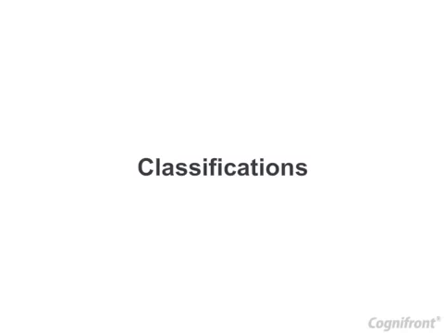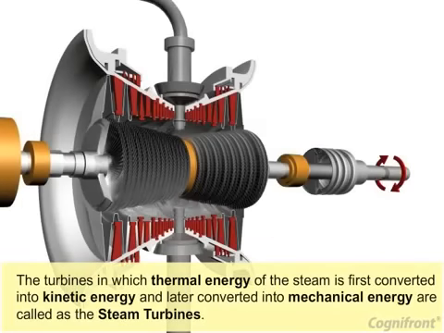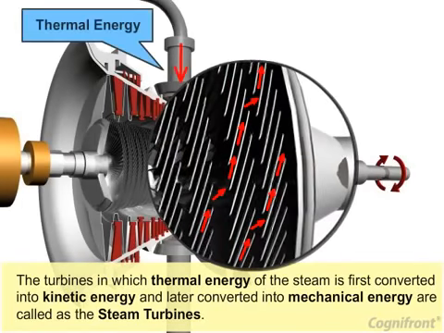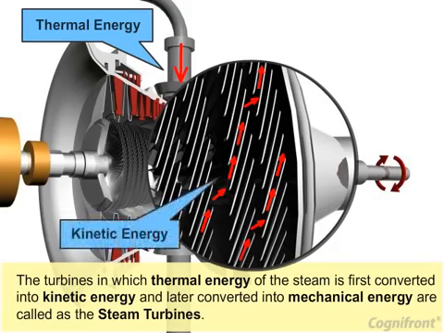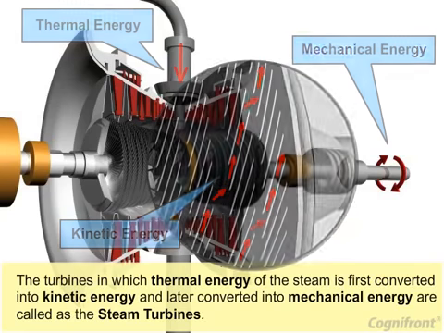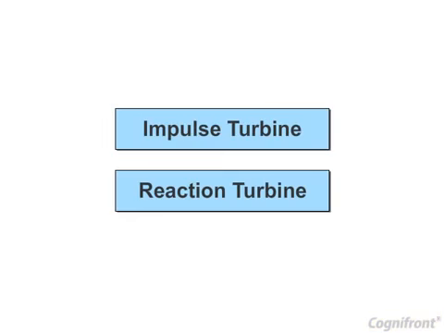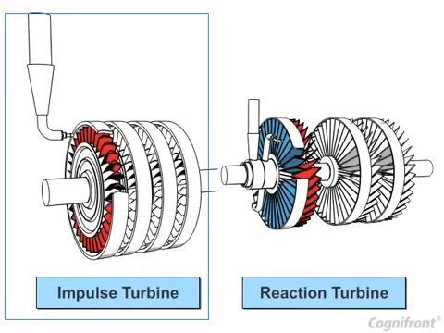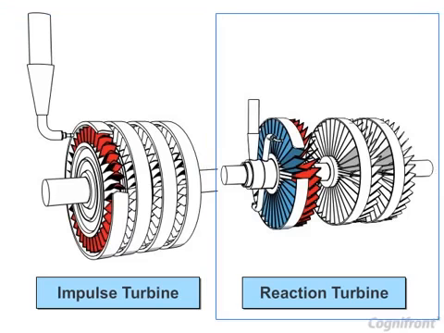Let us see the classification of steam turbines. The turbines in which thermal energy of the steam is first converted into kinetic energy and then later converted into mechanical energy are called steam turbines. According to steam action, steam turbines are mainly classified into two types: impulse turbine and reaction turbine.